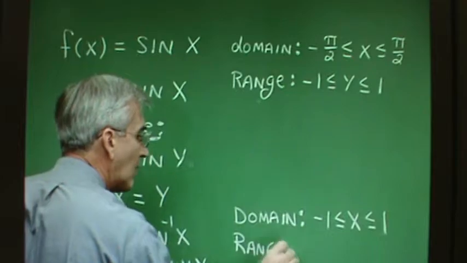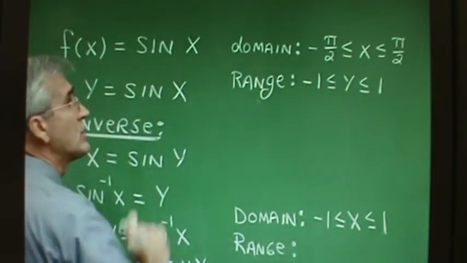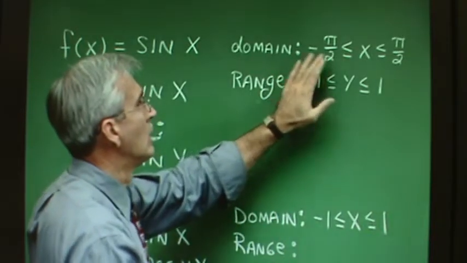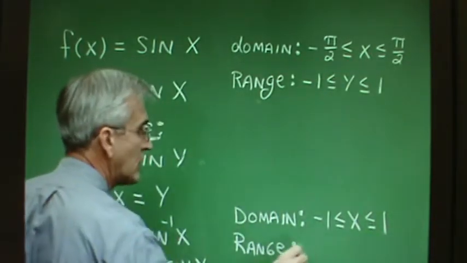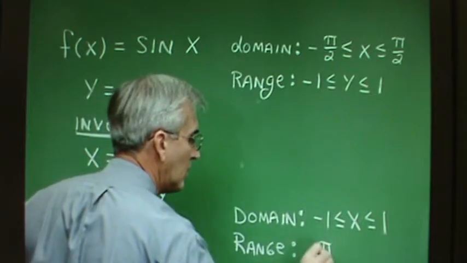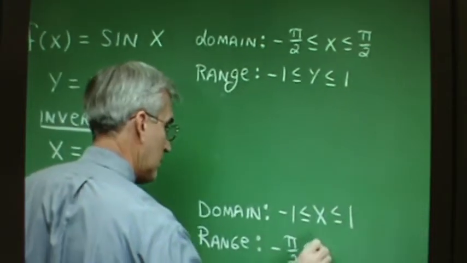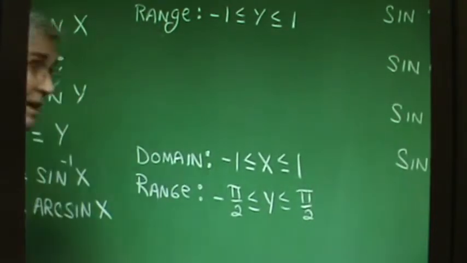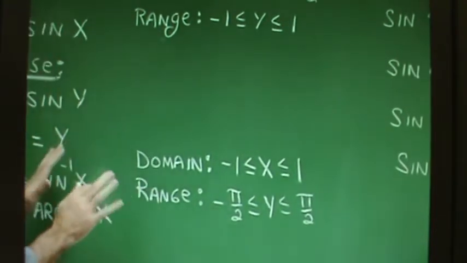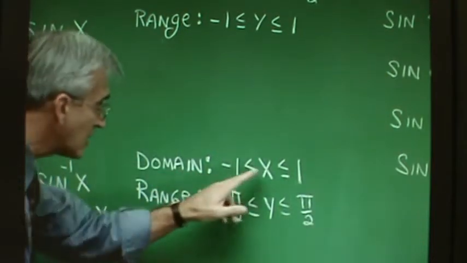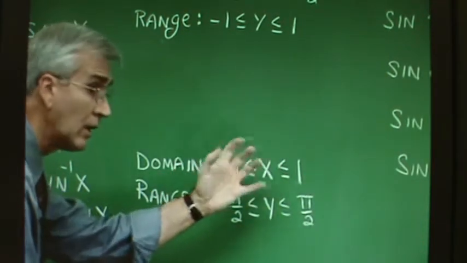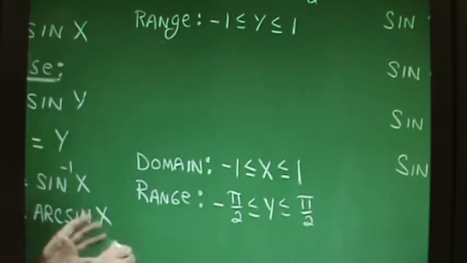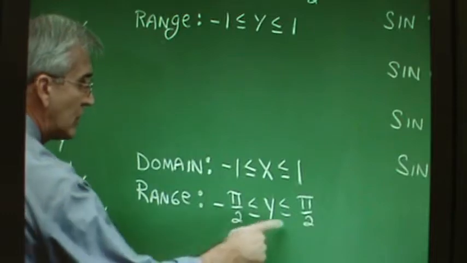Now, the range of our inverse corresponds with the domain of the original function, and that domain was limited to negative pi over 2 to pi over 2. So the range here is from negative pi over 2 to pi over 2. Now, here's what that means. Once we take the inverse sine of these x values between negative 1 and 1, what we come out with are angles. And those angles fall between negative pi over 2 and pi over 2.